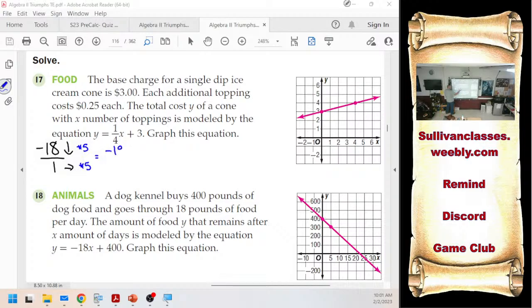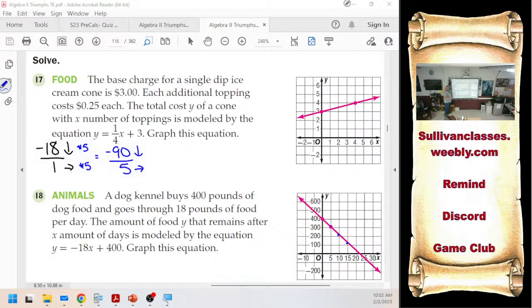Then I'd go down 90 and over 5. That would be a little bit more manageable. Could you ballpark down 90 and over 5? Down 90 and over 5. Okay? That would be a lot more manageable than 18 and 1. You could have also changed that to go by hundreds and whatnot.